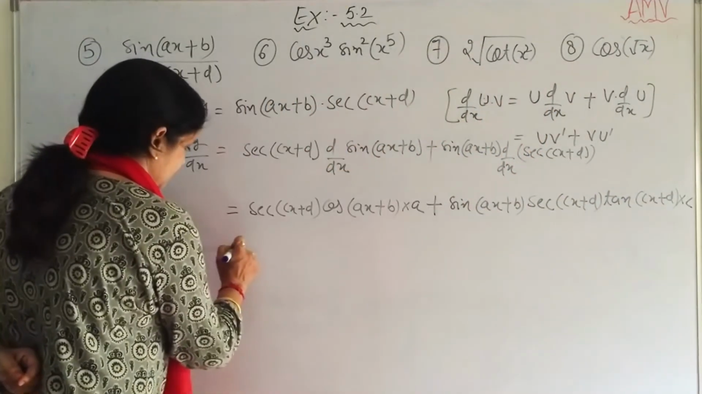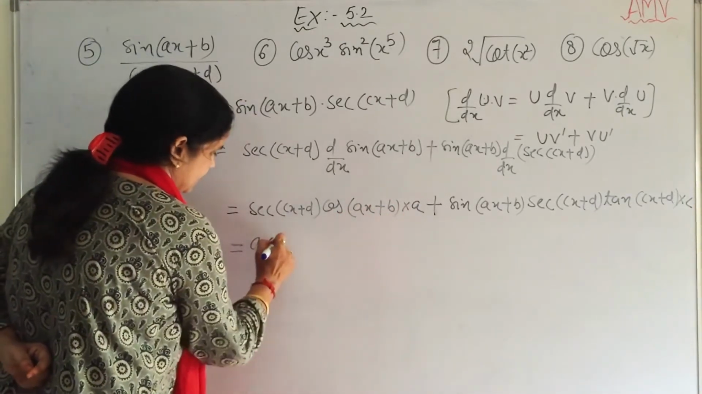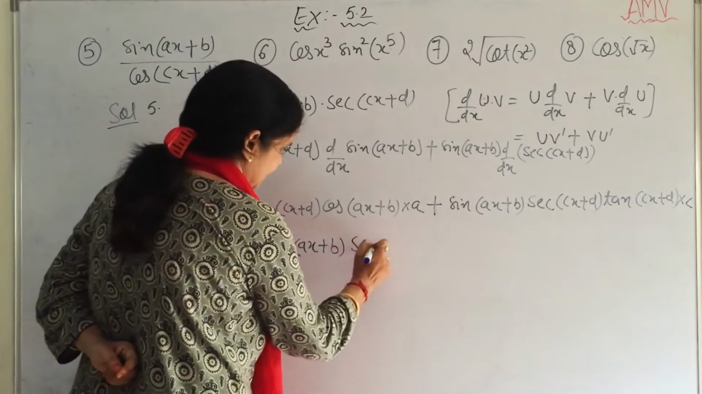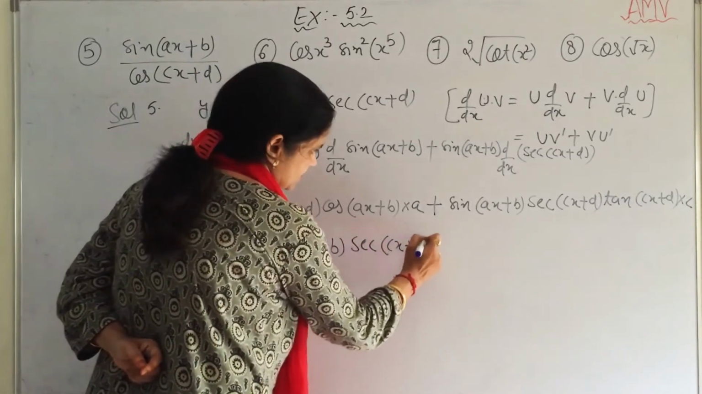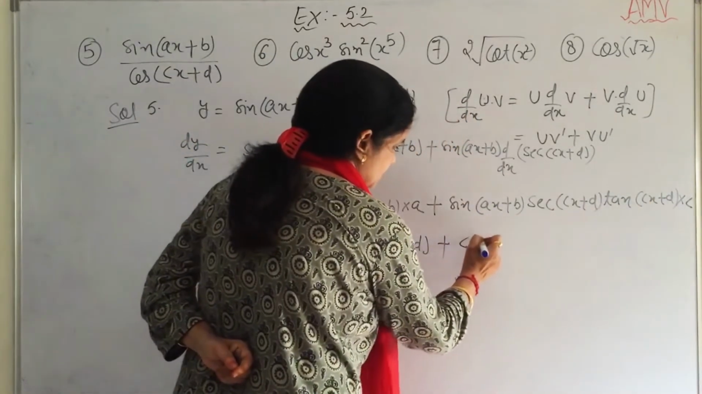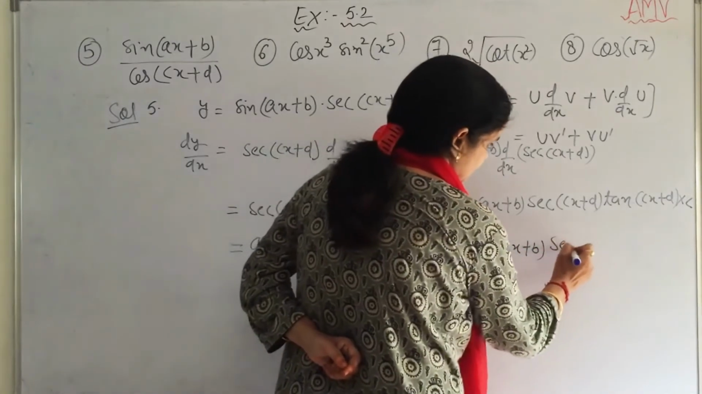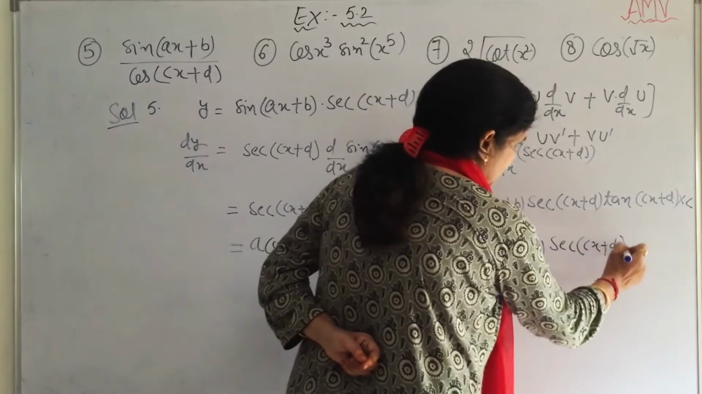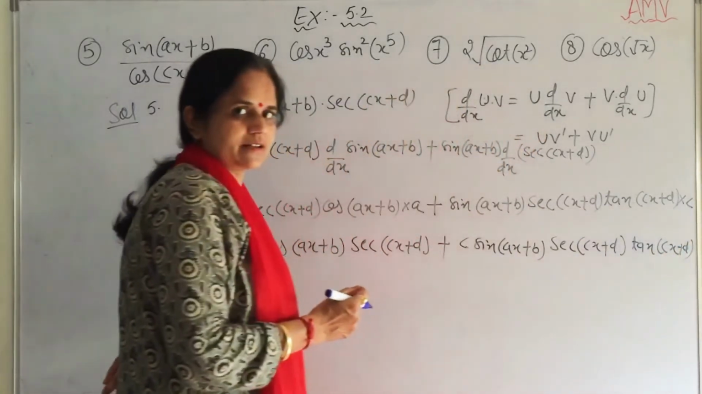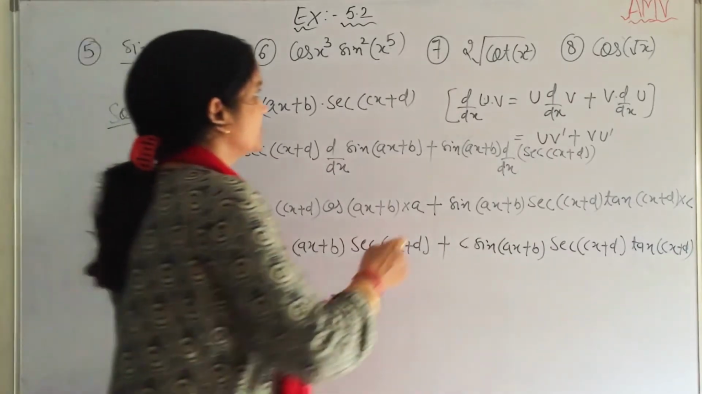Now you arrange these terms. Write a first, and then cos(ax plus b) and sec(cx plus d). Then plus, here it is c, so write c sin(ax plus b) and sec(cx plus d) into tan(cx plus d). It is the final answer. Now move on to the next question, question number 6.